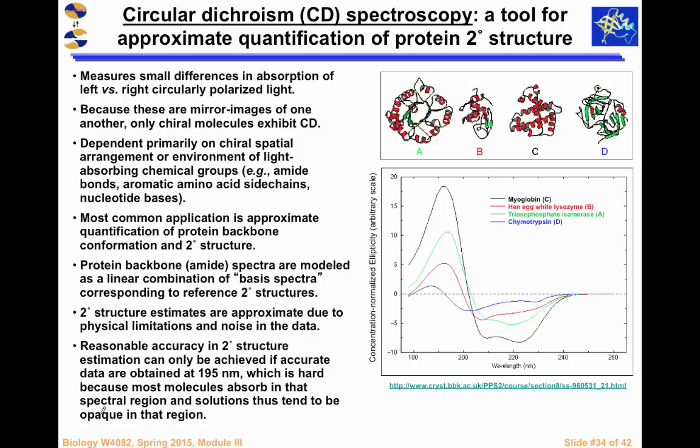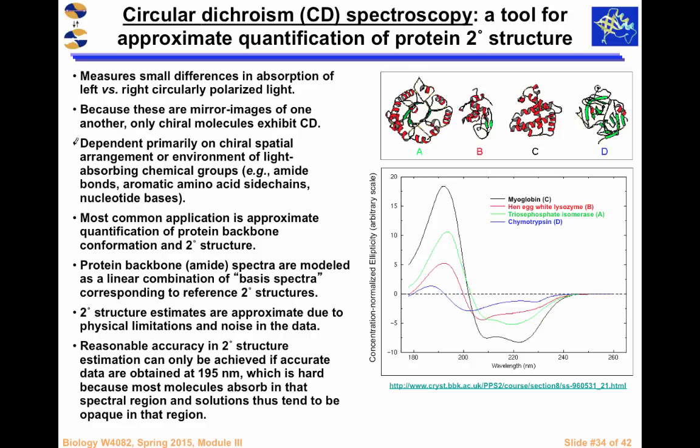So circular dichroism measures small differences in absorption of left versus right circularly polarized light. So what that's all about, if you don't understand it already, is explained in the next slide. Because right and left circularly polarized light are mirror images of one another, only chiral molecules exhibit CD. Again, that's something I would expect you to remember, that for a molecule to have CD, it has to be chiral.